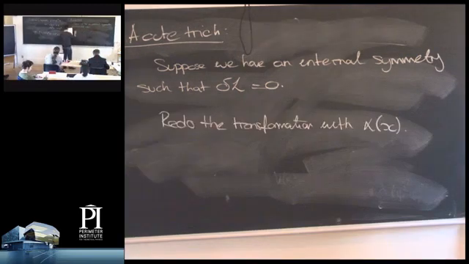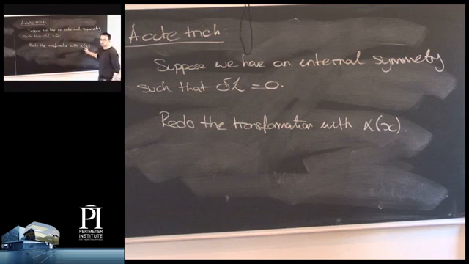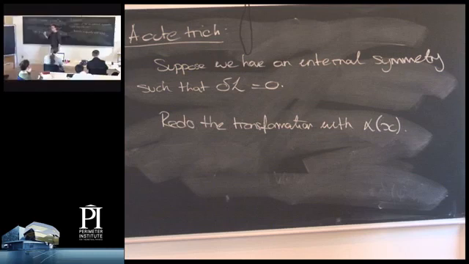We'll redo the transformation with alpha now not constant, but being a function of x. Okay? Just to stress, we're not promoting this symmetry to a gauge symmetry. For those of you who know about gauge symmetries, there's no gauge field floating around. We're just redoing the symmetry transformation, but with these parameters alpha now varying with x.